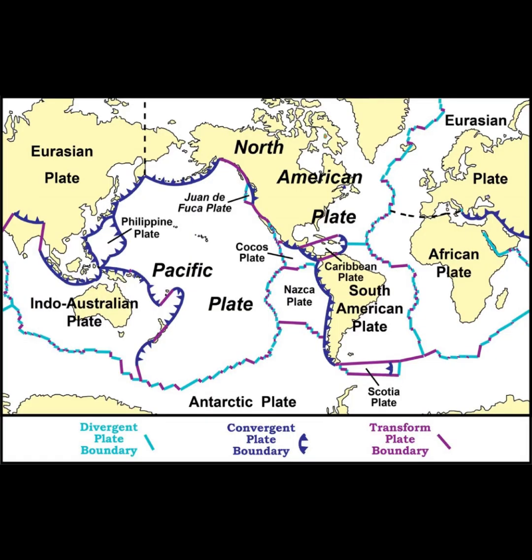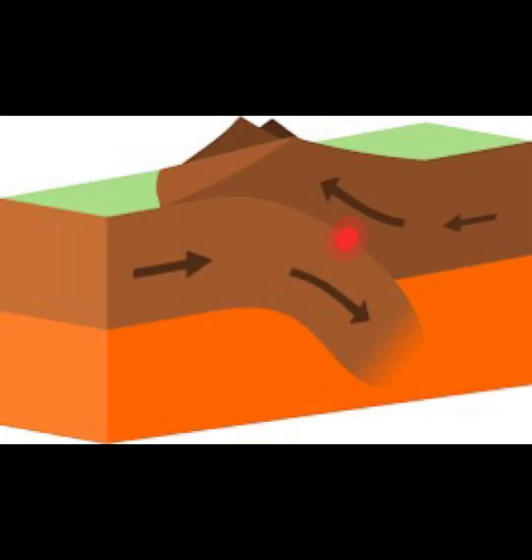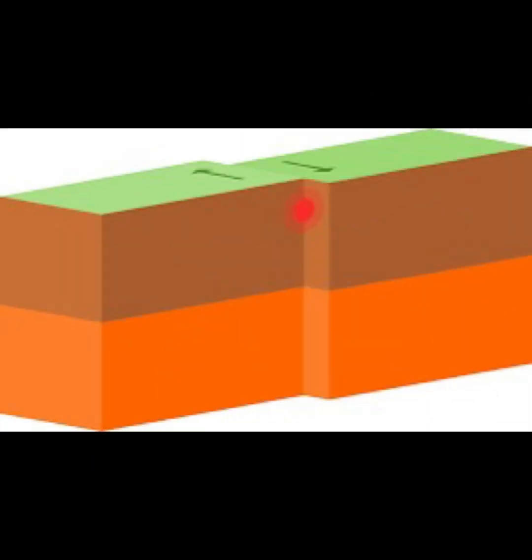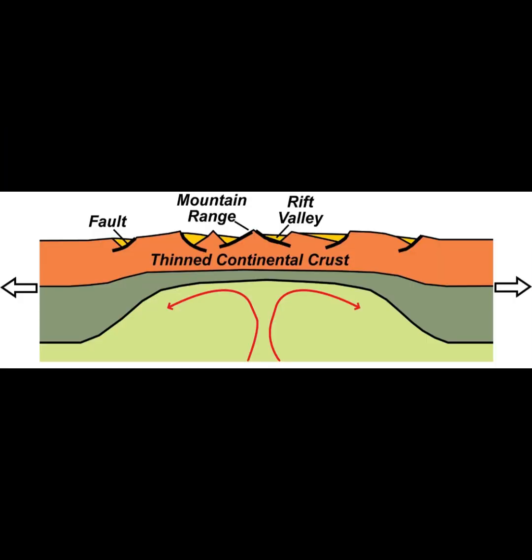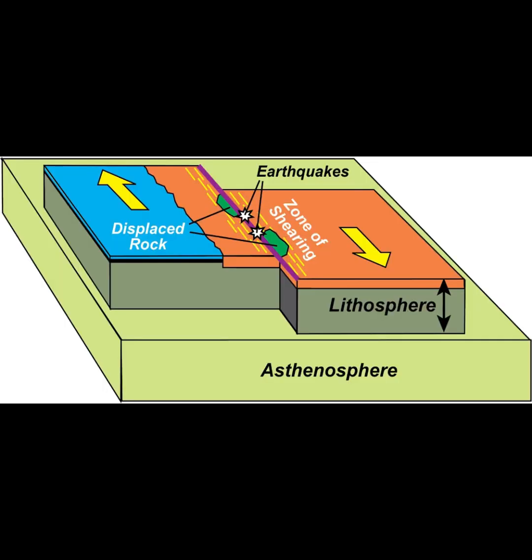The boundaries of tectonic plates are called plate boundaries. There are three types of plate boundaries: convergent, divergent, and transform. In a convergent plate boundary, the tectonic plates converge or collide. In a divergent plate boundary, the tectonic plates diverge or move apart from each other. A transform plate boundary is where tectonic plates slide past each other.